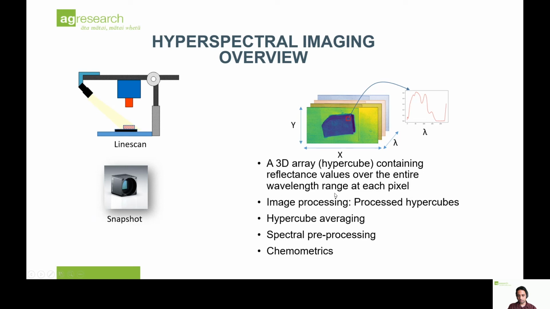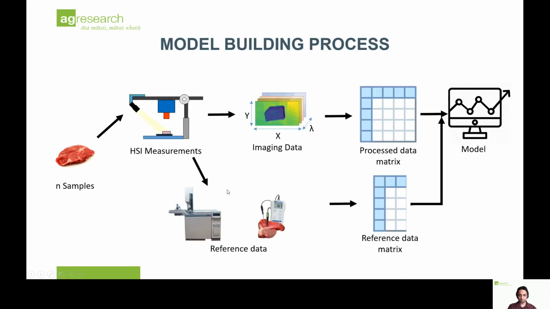Once you have the average spectra for all the samples in your particular experiment, the next step is spectral preprocessing to overcome any nonlinearities due to various phenomena which I mentioned in the previous slides, such as scattering. Also, baseline shifts due to undulations in your sample surface or sample thickness. And finally, the model building using chemometrics.